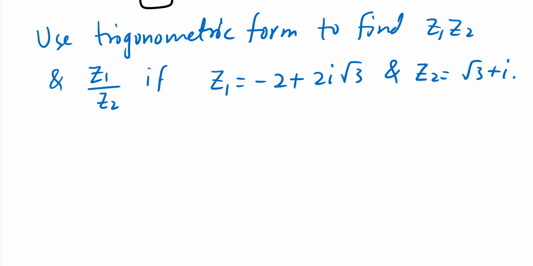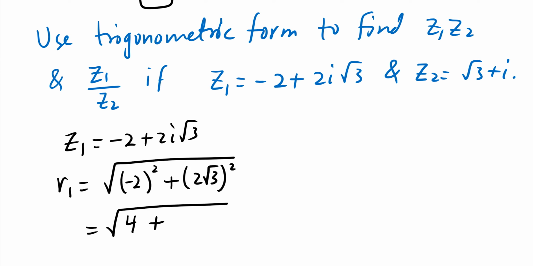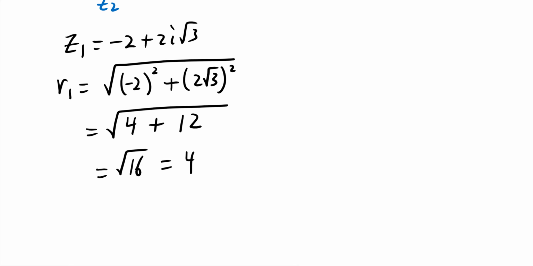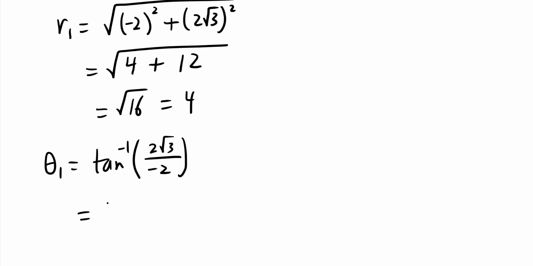We need to find the r and theta for each one of them. So for z1, how do you find the r? Let's call it r1. It is the square root of, from the previous section, the first one squared plus 2 square root of 3 squared, no i's in there. 4 plus 4 times 3, 12. That gives us the square root of 16, which is 4. That's r1. To find theta 1, we do tan inverse of y over x. So it's 2 root 3 over negative 2. And what do we get for that? Tan inverse of negative square root of 3.